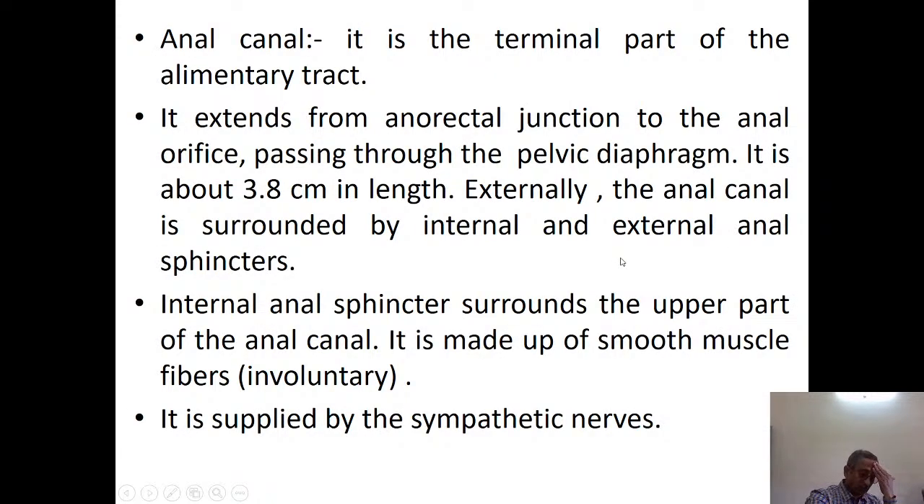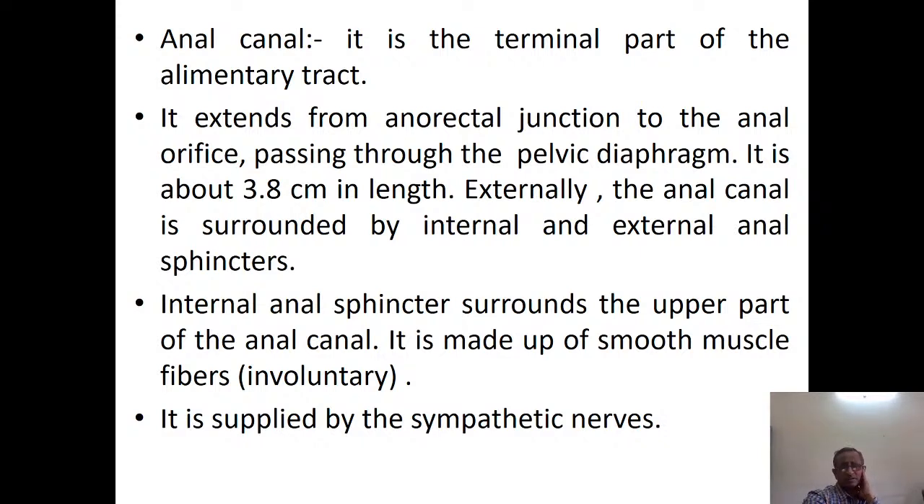Now the last part is the anal canal and anus. Anal canal is the terminal part of the alimentary tract. It extends from the anorectal junction to the anal orifice, passing through the pelvic diaphragm. So this anal canal passes through the pelvic diaphragm. It is extending from the anorectal junction to the anal orifice. It's about 3.8 centimeters in length, external length.